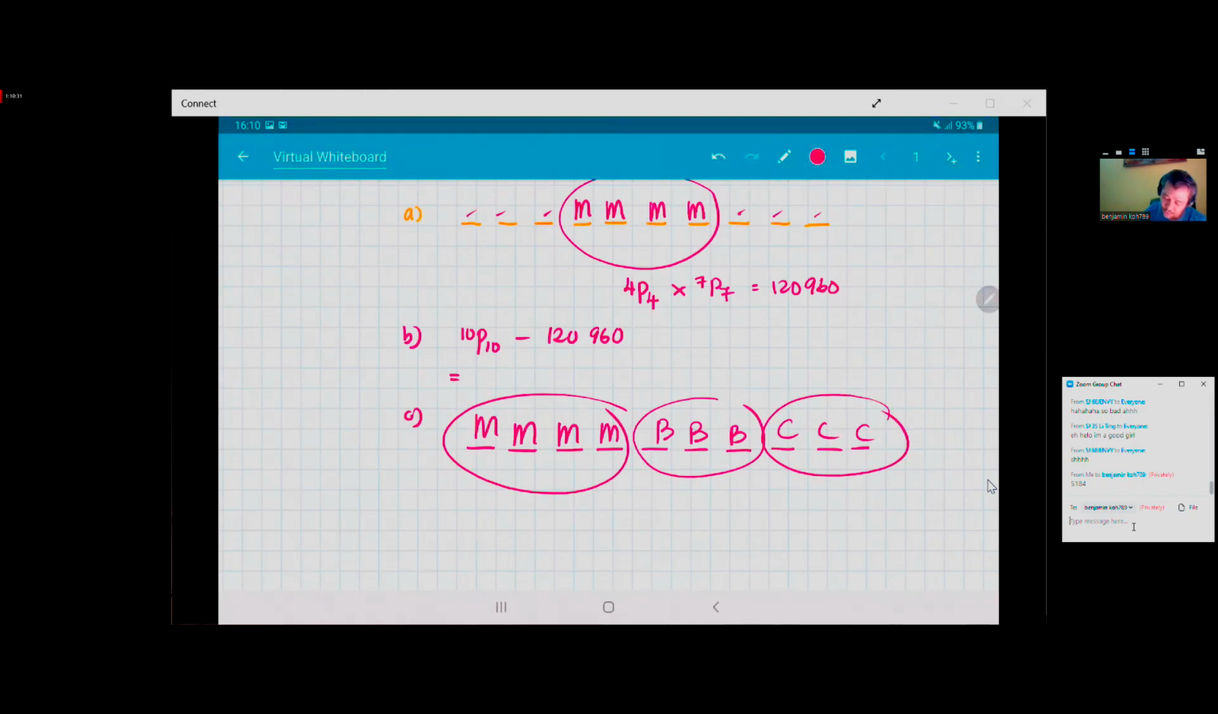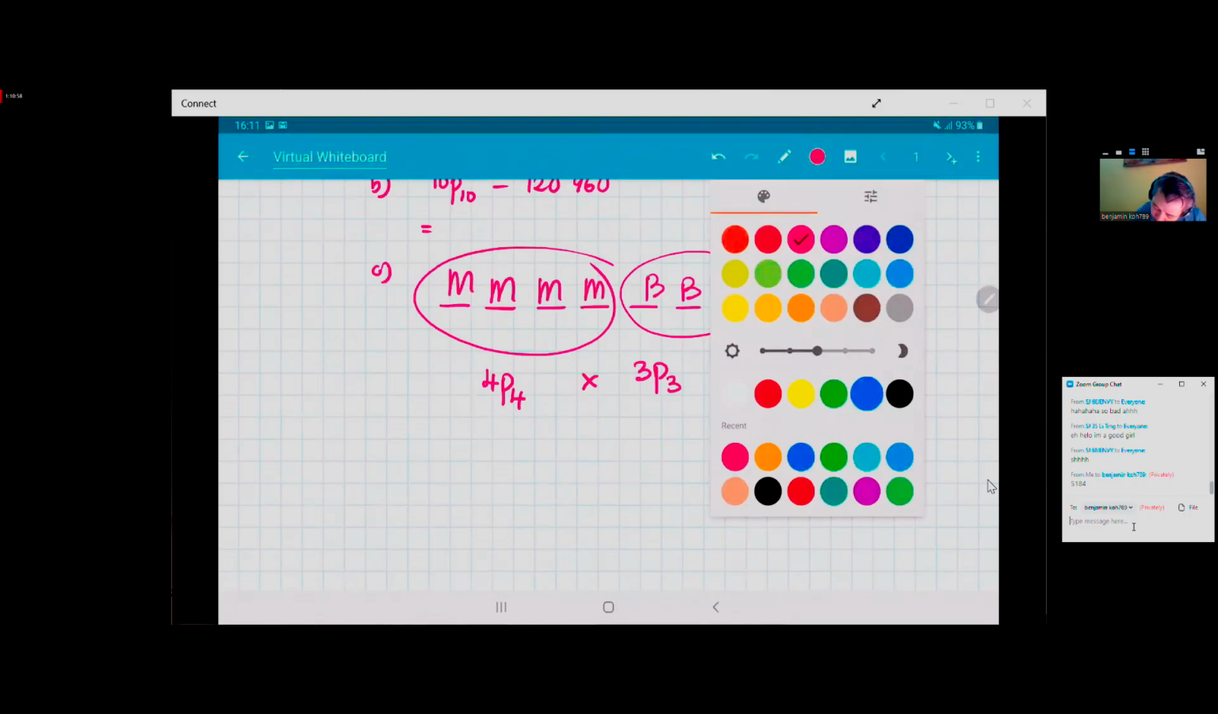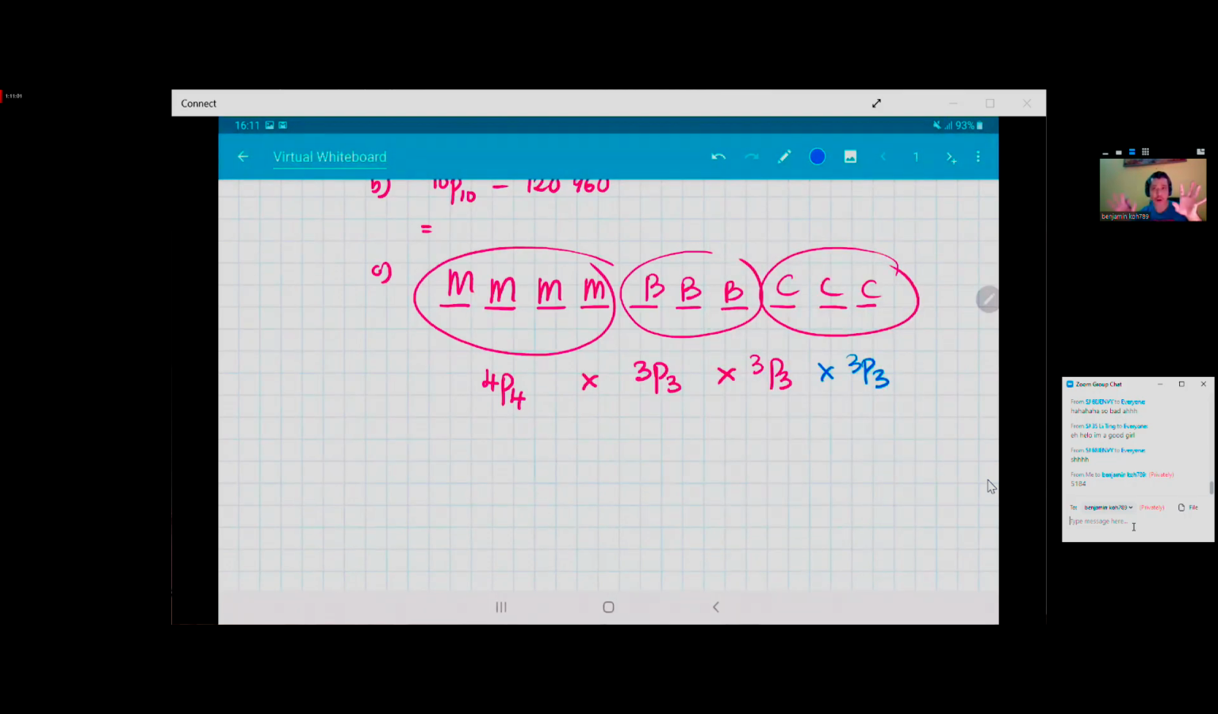For the math circle, this will be 4P4, correct? For the bio, it is 3P3. And for the chemistry, also 3P3, right? Now, in case you say 4P4 times 3P3 times 3P3, I understand, but that's wrong. You know why? Because right at the end, you got to multiply another 3P3. Why? Now you've got 3 groups: the math group, the bio group, and the chemistry group. These 3 groups can arrange among themselves. So this last 3P3 maksudnya math, bio, chemistry boleh disusun among themselves. All 3 can change place.